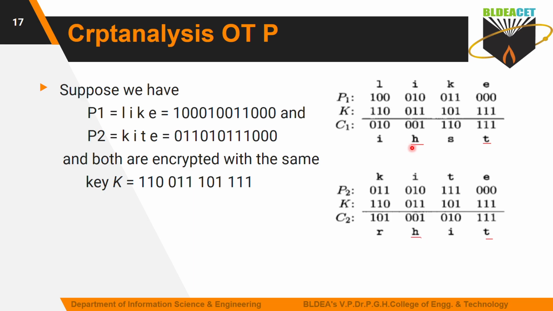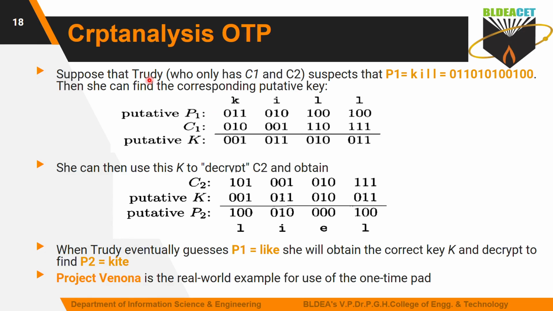If the intruders observe, they will get to know that here H and H are the same, and T and T are the same. In these two ciphertexts, these two letters are common. Then the intruder can easily guess that in these plain texts, the second letter and the last letter are the same in both. That is the guesswork here. In this way they can guess what the plain text is. So I'll take one example here.